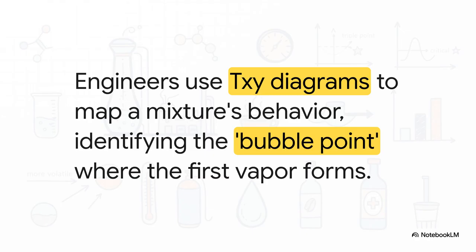Now, to do this with incredible precision, engineers use another special tool called a TXY diagram. Now, don't worry, we are not getting into the math. But basically, this chart is like a playbook for a specific mixture. It tells an engineer the exact temperature to get the first vapor bubble. That's called the bubble point. It maps out the entire process, making these huge industrial-scale separations possible.